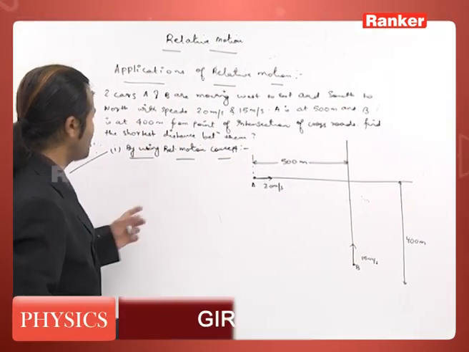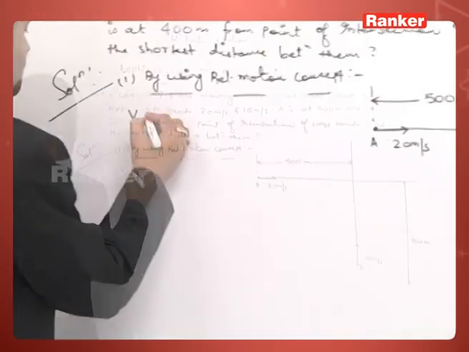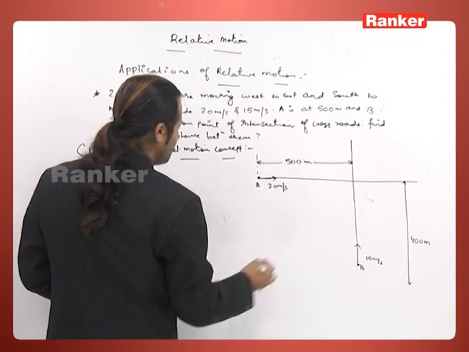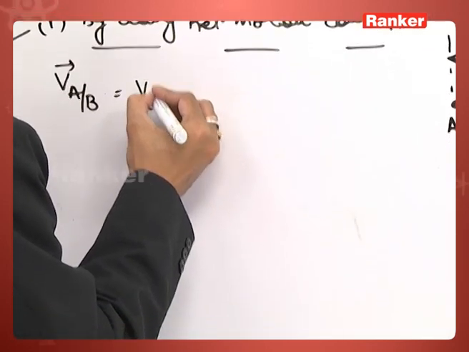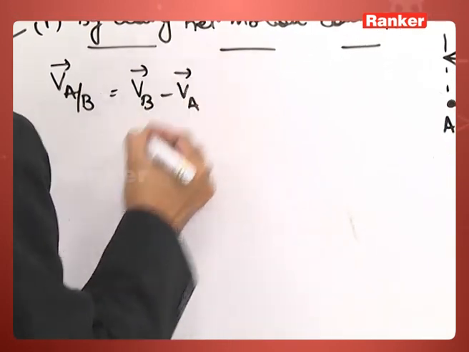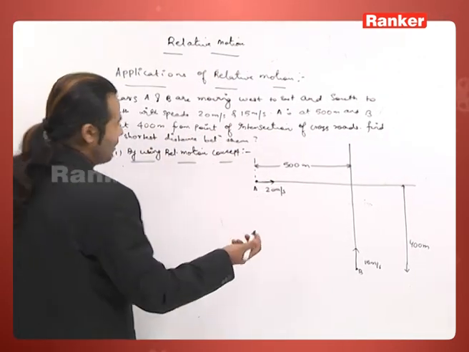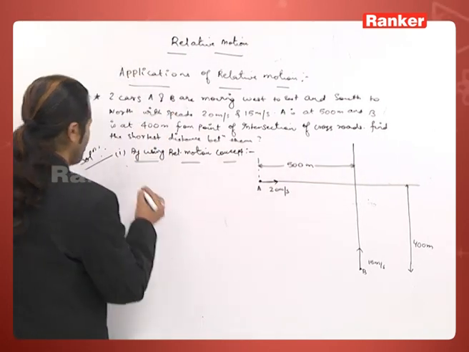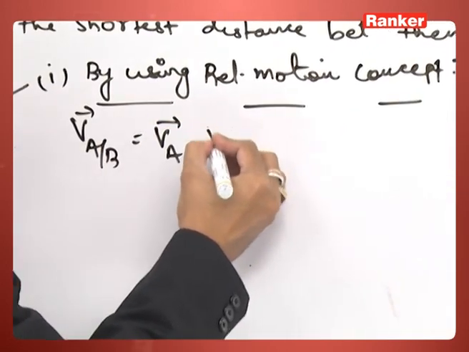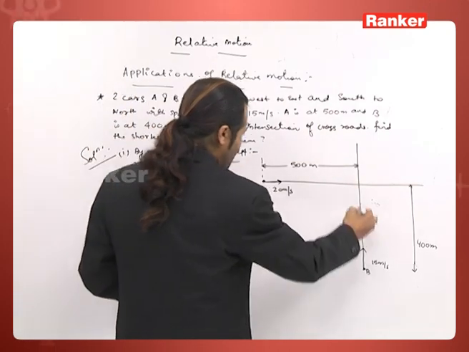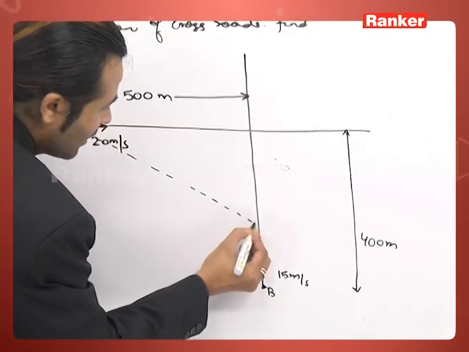Now the relative motion concept means one particle has to be at rest. So we'll solve this problem by taking one of the moving bodies to be at rest. So I take B to be at rest. Velocity of A with respect to B is velocity of A minus velocity of B. Minus velocity of B is in this direction, so the relative velocity will be in this direction, the resultant.